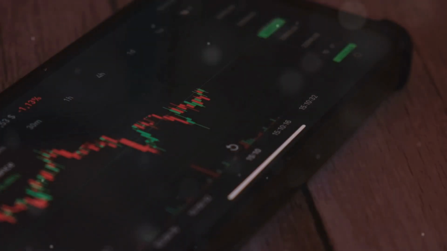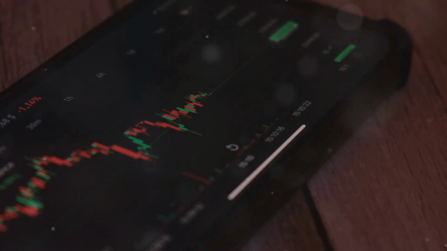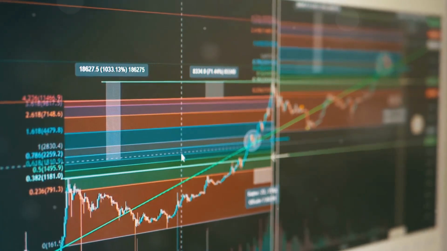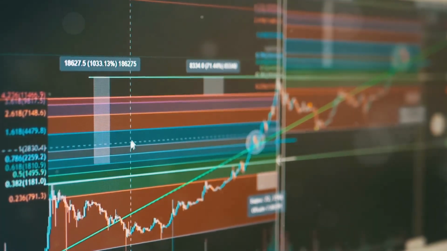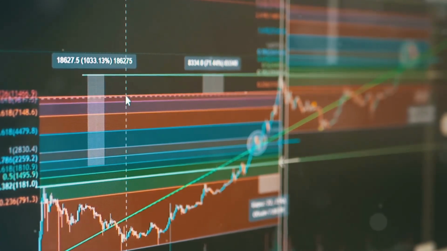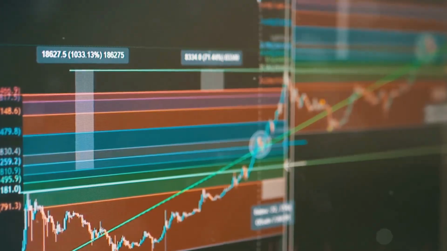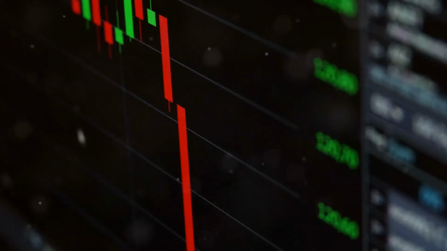There's the body, which is the thick part of the candlestick. The body represents the range between the opening and closing prices of that period. It tells you the opening and closing prices for that period. A green or white body indicates that the closing price was higher than the opening price, showing bullish sentiment. Conversely, a red or black body indicates a bearish sentiment, where the closing price was lower than the opening price.